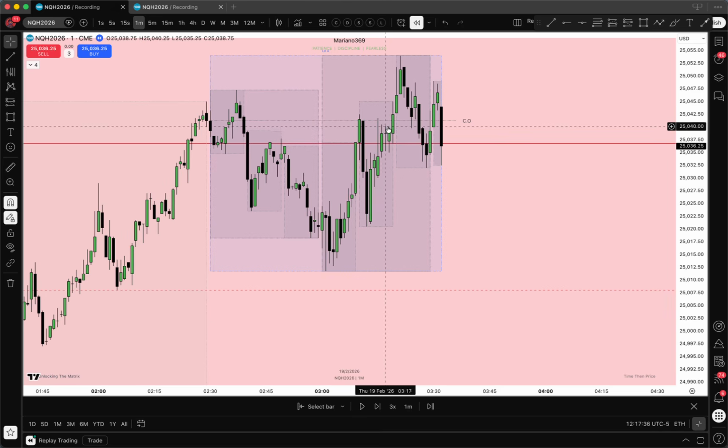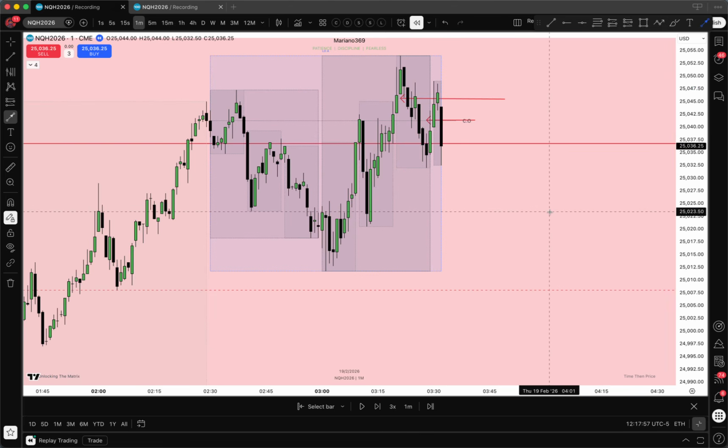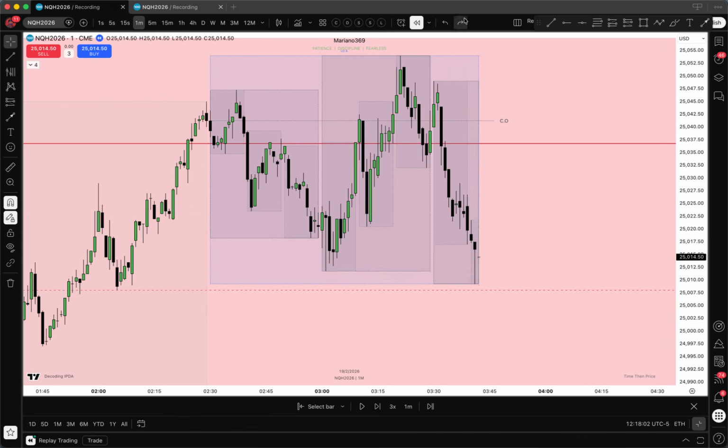You could also enter on this Zusi macro structure shift. Price forms a low right here inside this old BC, displaces through it with a CB, comes back into it over here. This could be your entry. If you wanted to be more aggressive, also just the displacement through this CB, to this BC, sorry, could be your entry. And price starts to roll over to the downside.